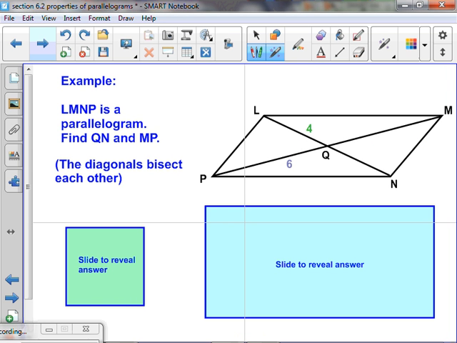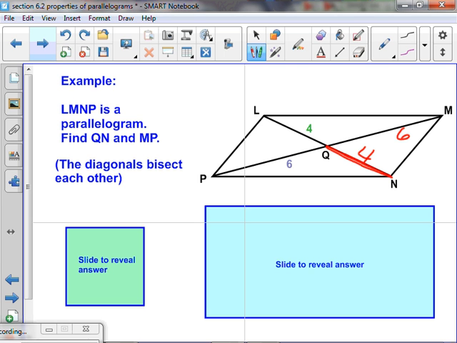Example. LMNP is a parallelogram. Find QN and MP. I will warn you, we need to be careful that we understand what the question is asking and not just assume that, oh, it's asking us to put a 4 there and a 6 there. I'm done. That's not actually what it's saying. It's saying find QN, which is this right here.